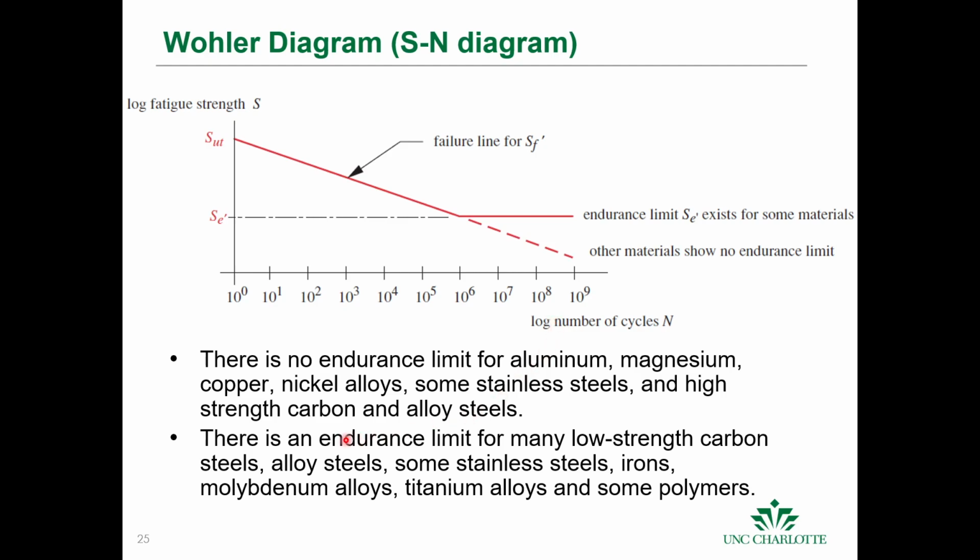So there is an endurance limit for many low-strength carbon steels, alloy steels, some stainless steels, irons, molybdenum alloys, titanium alloys, and some polymers even. But depending on the material you choose, if you expect repeated loads, then you have to design for very, very high cycle fatigue. This is usually above 10^3; below that is low cycle fatigue. If you have to design for high cycle fatigue, then you need to make sure you pick a material that has an endurance limit.